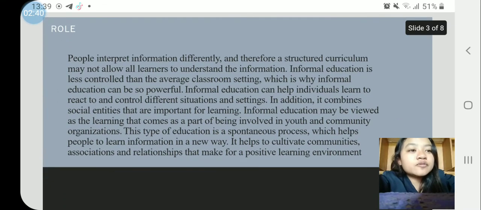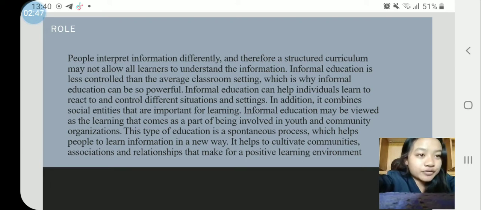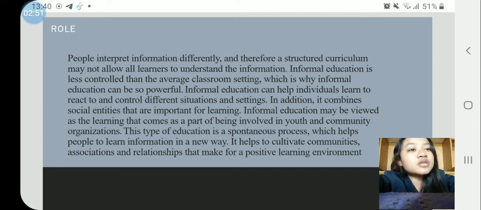So let's move to the next slide, which is role, or why informal education happens or occurs. People interpret information differently, and therefore a structured curriculum may not allow all learners to understand the information. Informal education is less controlled than the average classroom setting, which is why informal education can be so powerful. Informal education can help individual learners to react to and control different situations and settings.